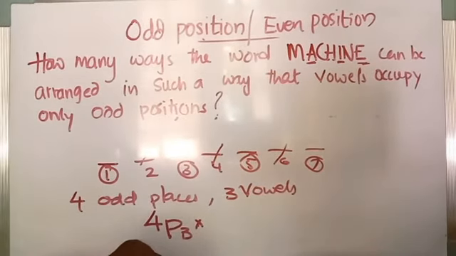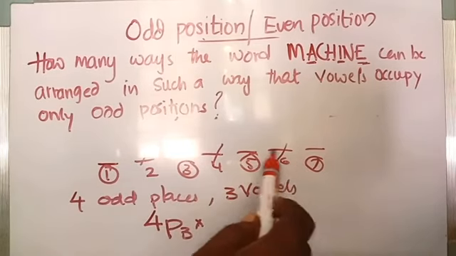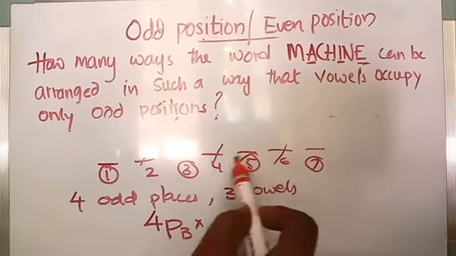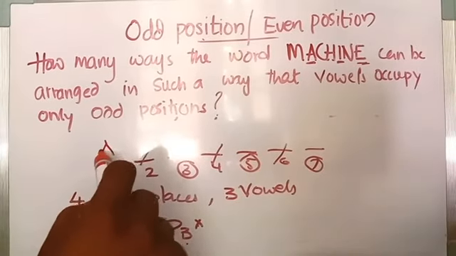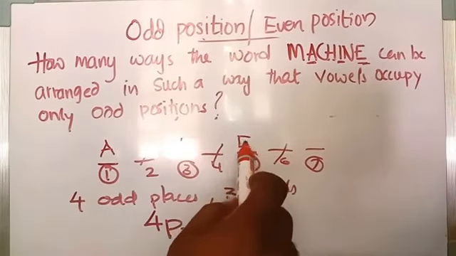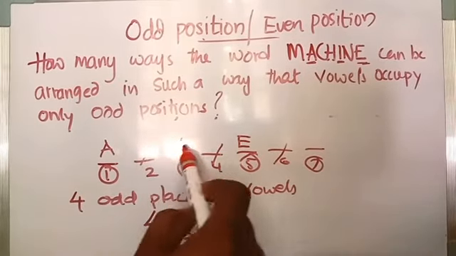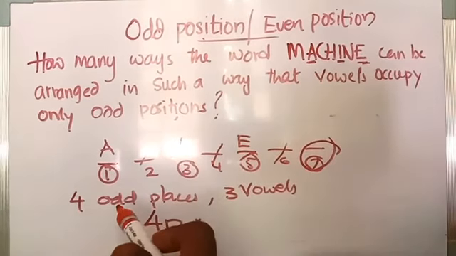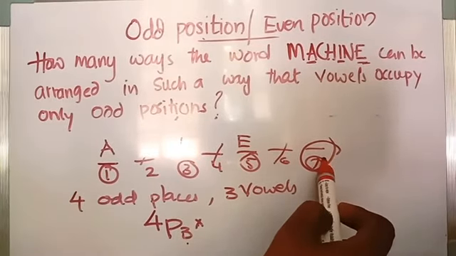So normally we will try to do 3 factorial. No. Because you think there are 4 odd places. 4 odd places, 1, 3, 5, 7. In those 4 odd places, we arranged only 3 vowels. For example, A, I, E. We arranged 3 vowels in 4 odd places. That means only 3 places are covered. Now what about this odd place? There we don't have any vowel to arrange. So what should be arranged there? A consonant should be arranged.